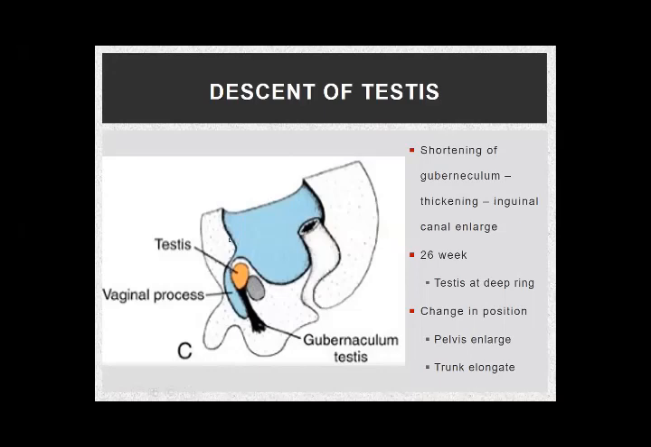ठीक है. और ये जो positional changes हैं ये इसलिए भी अब later on होती हैं because the pelvis enlarges and it moves caudally, the trunk elongates and it moves superiorly, cranially. Because of these changes in the sizes, the testis comes down.